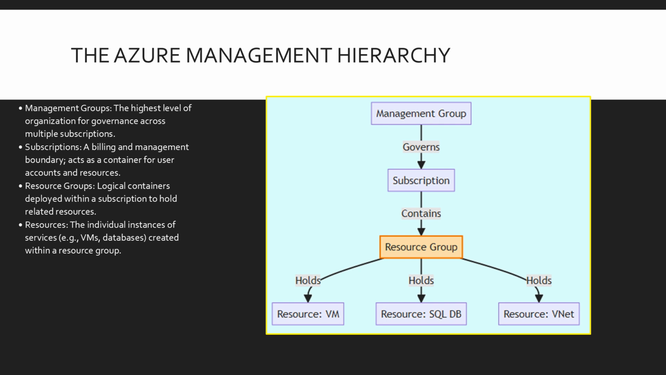This flowchart illustrates the vertical hierarchy. At the top is the management group, which governs the subscription. The subscription contains the resource group, highlighted in orange. This resource group is the container that holds individual items like a resource, VM, resource, SQL-DB, and resource, VNet. This visualizes the parent-child relationship where the resource group sits between the subscription and the actual resources.